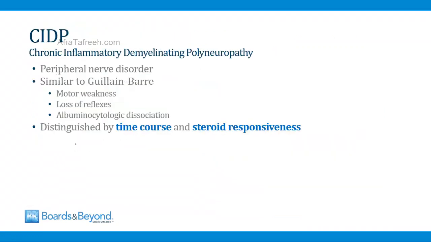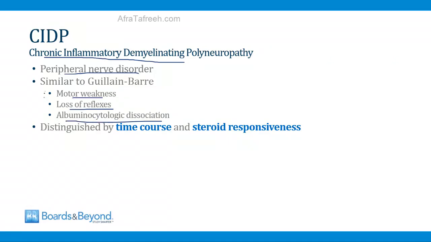Our last topic for this video is CIDP, which is chronic inflammatory demyelinating polyneuropathy. This is also a peripheral nerve disorder, and it shares many similarities with Guillain-Barré. You can think of it like a variant of Guillain-Barré. It has motor weakness, it has loss of reflexes, it also has albuminocytologic dissociation. All of these are the same as is found in Guillain-Barré.